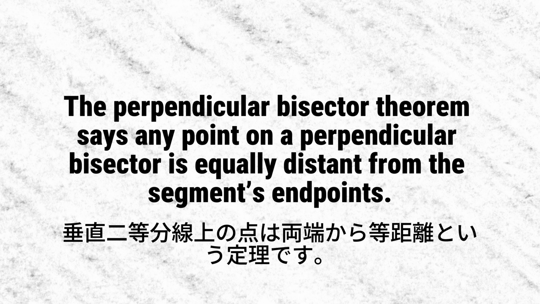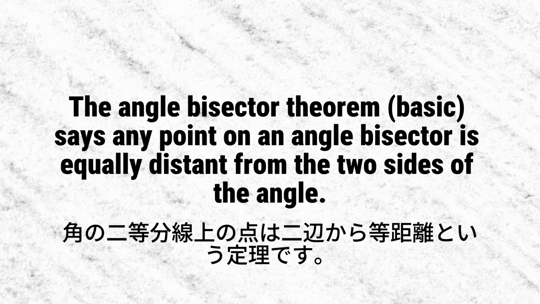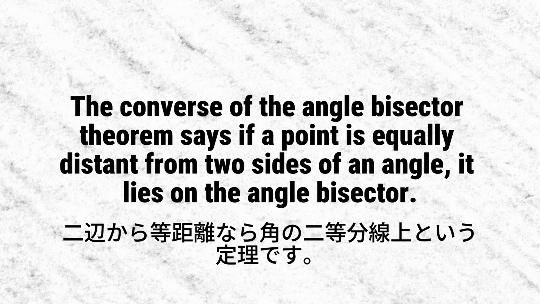The perpendicular bisector theorem says any point on a perpendicular bisector is equally distant from the segment's endpoints. The converse of the perpendicular bisector theorem says if a point is equally distant from two endpoints, it lies on the perpendicular bisector. The angle bisector theorem, basic, says any point on an angle bisector is equally distant from the two sides of the angle.